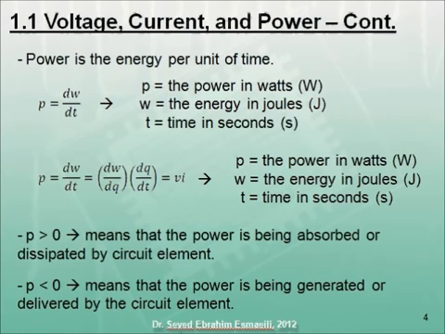If the power of a circuit element is positive, it means that this element is absorbing or dissipating power. A negative power, on the other hand, indicates that the element is generating or delivering power.